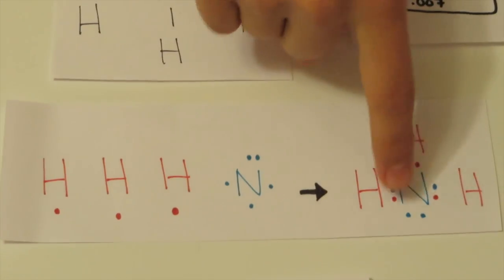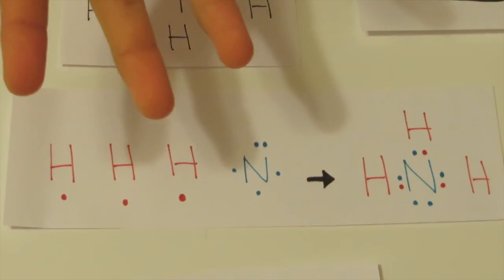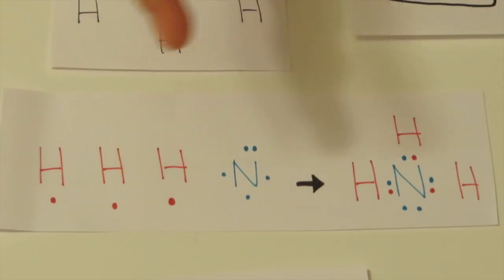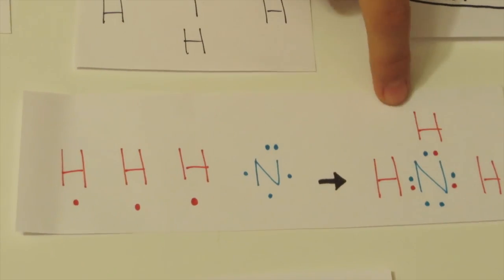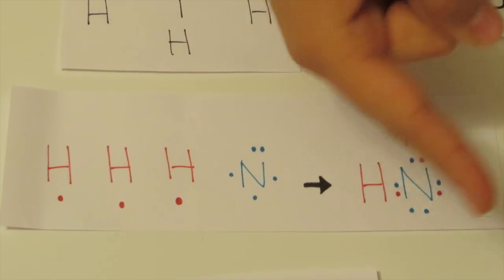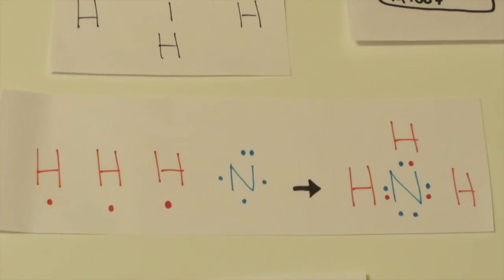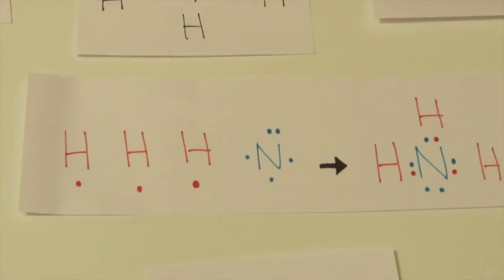When they combine, the nitrogen has 8, which makes it happy because its valence shell is complete. And the hydrogen has 2. The other hydrogen has 2. And the third hydrogen has 2. And that means all of those hydrogens' valence shells are complete, so they're happy as well.